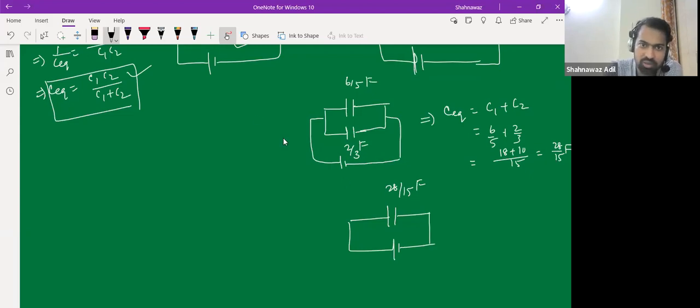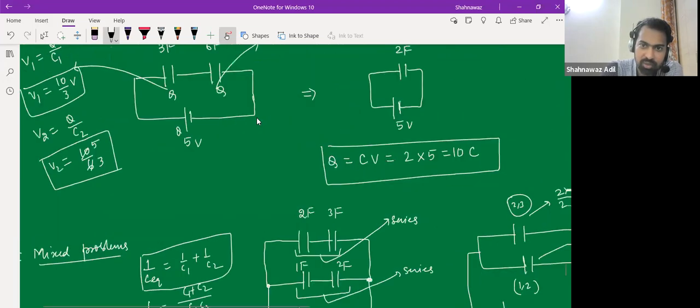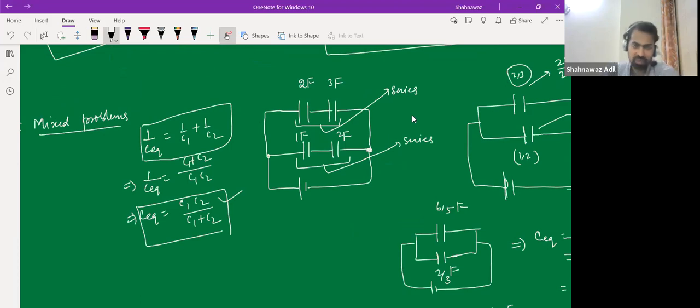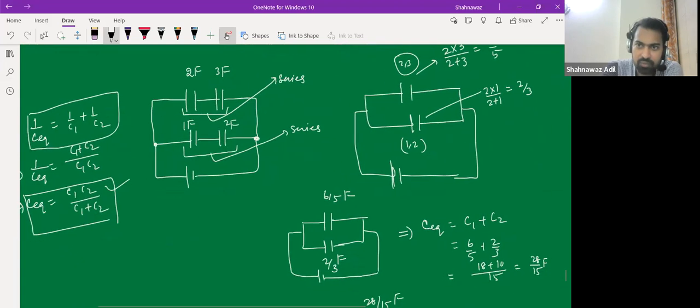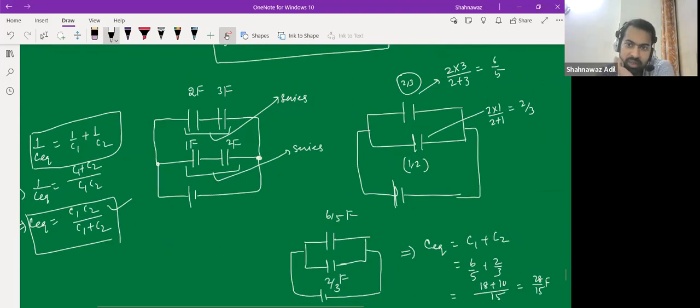So you guys note down from here, the mixed problem. And if you guys have any questions, you can ask me. Whenever you need me to scroll down the screen, please tell me. Just remember that in mixed problems we have to simplify part by part, right? We first simplify the complex part, and then we draw it again, and then simplify that. So this is how we solve these kinds of questions.